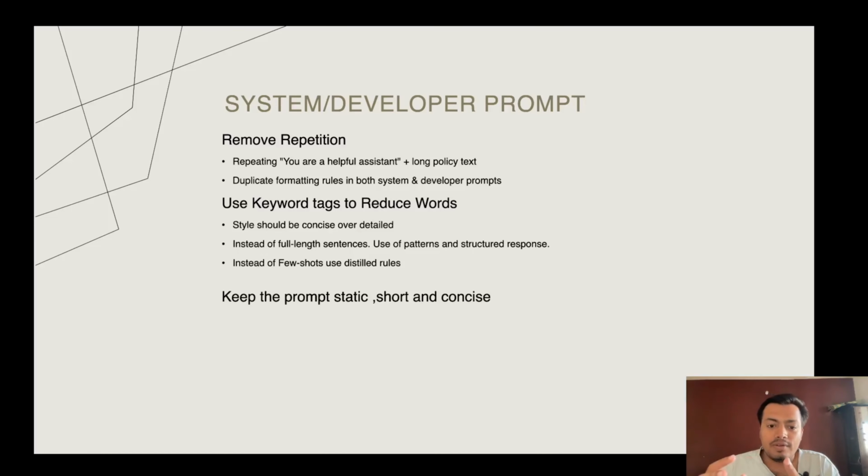You can just write those certain rules, and you don't need to create an example and the output pattern. No, it will understand from distilled rules. And this is a bit of trial and error, okay, but we need to be concise. So the trick here is we need to keep the prompt static, short, and concise. We don't want dynamic prompts. We want to avoid dynamic prompts also.